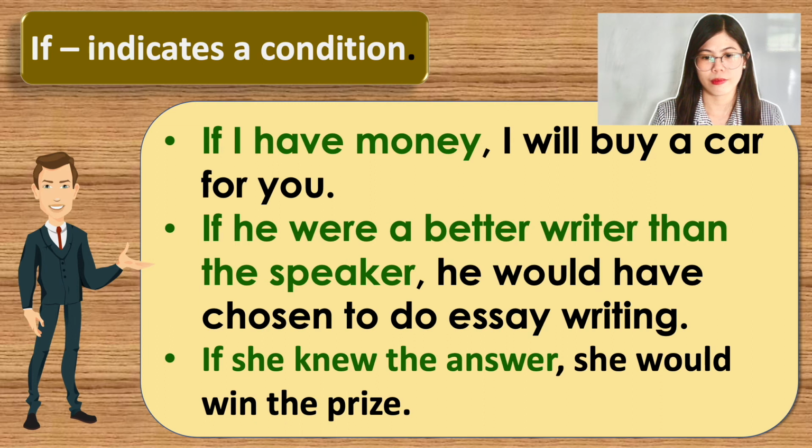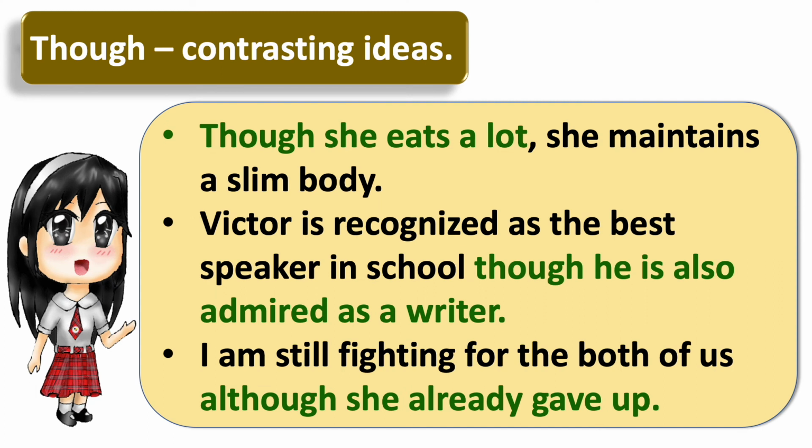Next is the subordinating conjunction though, which shows contrasting ideas. Example, though she eats a lot, she maintains a slim body. So as you can see here, the subordinating conjunction is used to contradict the statement that she was able to maintain a slim body even though she is eating a lot. Our dependent clause here will be though she eats a lot. And the independent clause will be she maintains a slim body. You also have to remember that a comma is used at the end of the dependent clause.